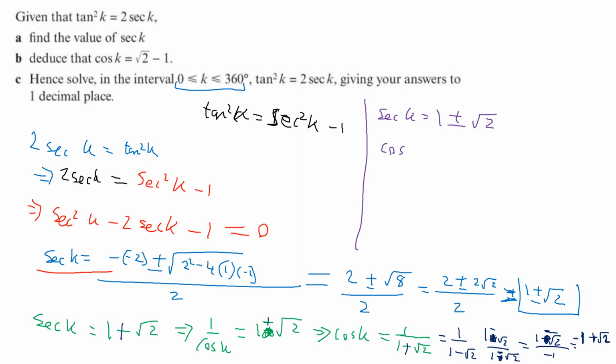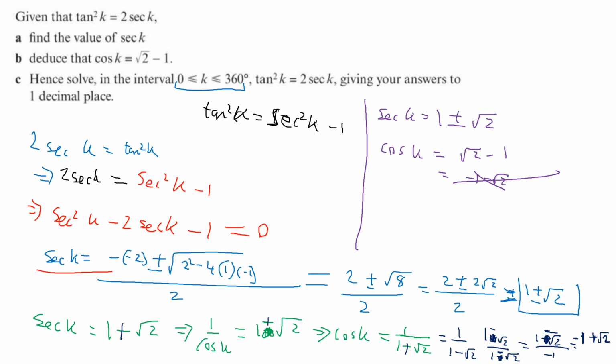So cos k, we know one of them is equal to root 2 minus 1. The other one, and we can do this in our calculators, is equal to what? 1 over 1 minus root 2, which is a number which is greater than 1, or minus 1 minus root 2, which is greater than 1, so we disregard it, okay?